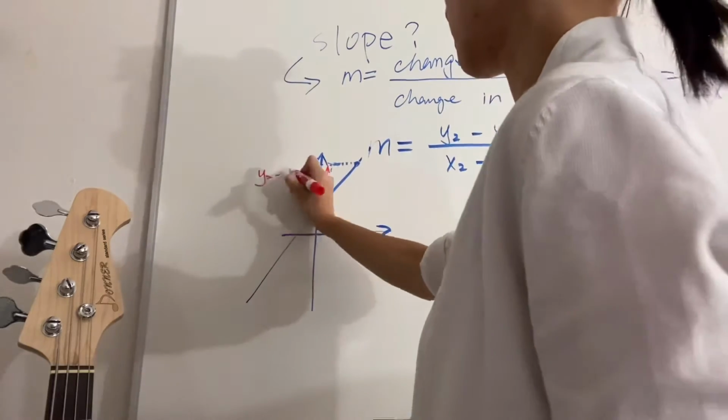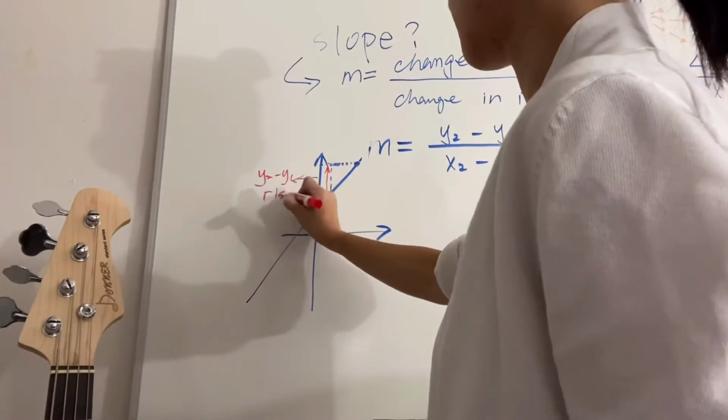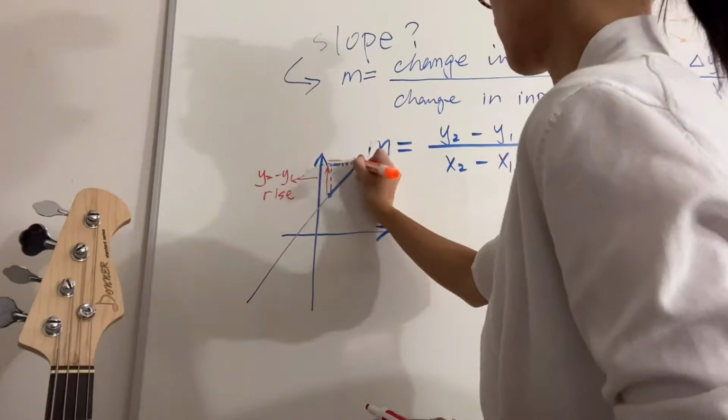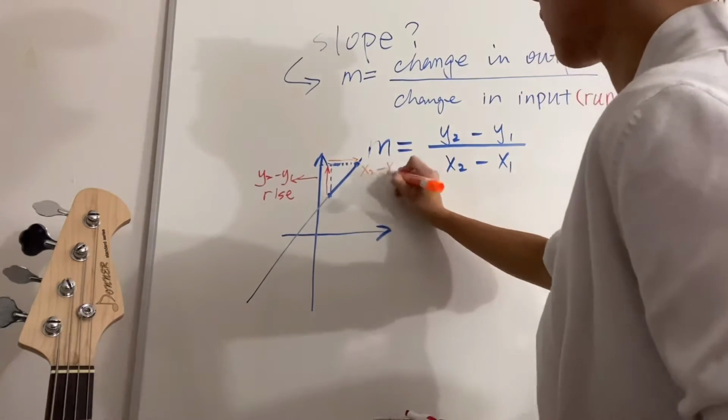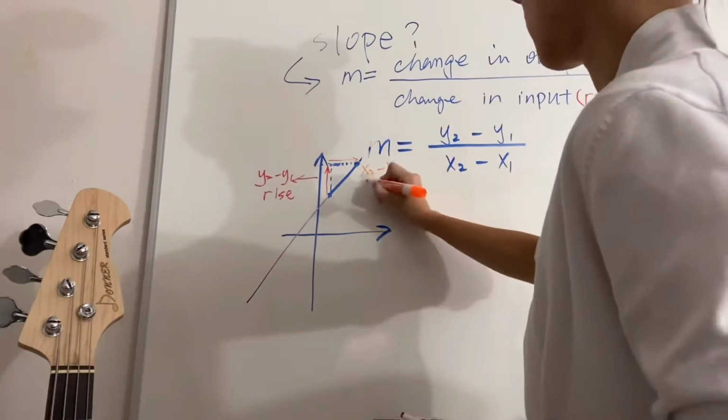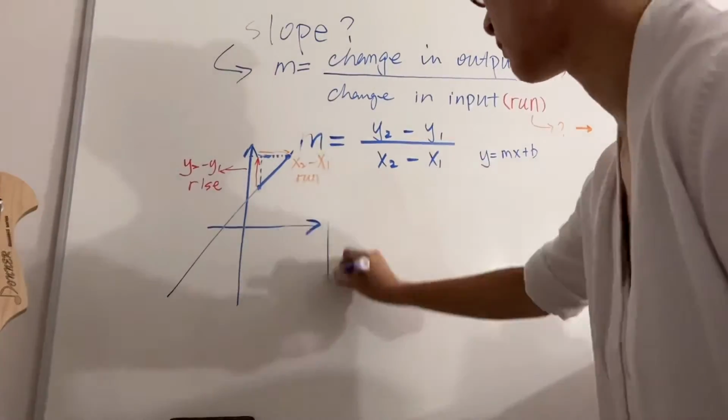The graph is going up, so we can see m is a positive number. And from earlier, we already know that delta x is the horizontal displacement. We call it run, represented by x2 minus x1. Now let us make an example.